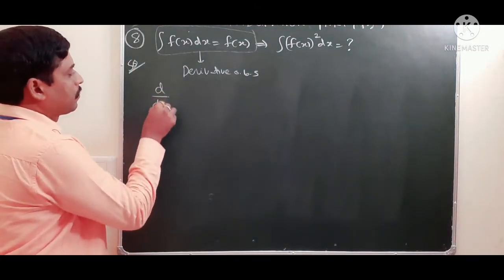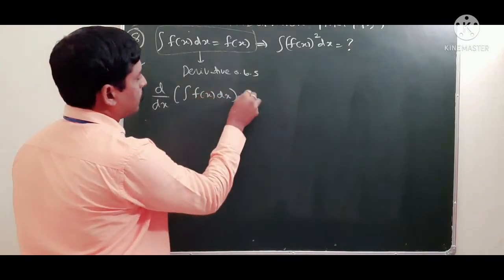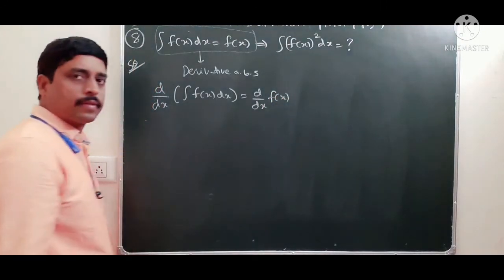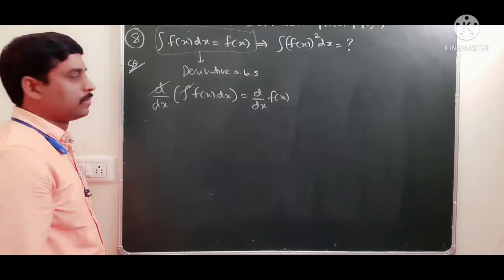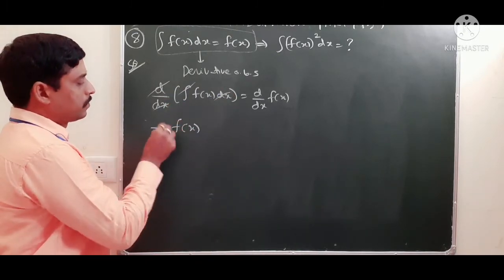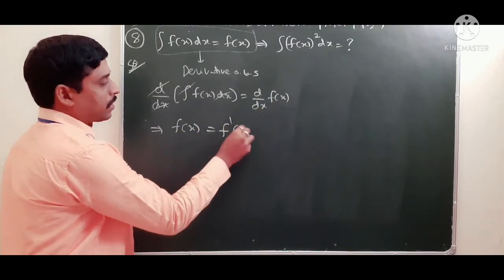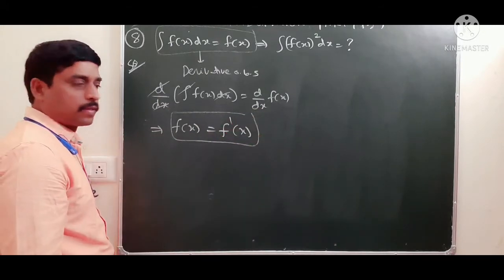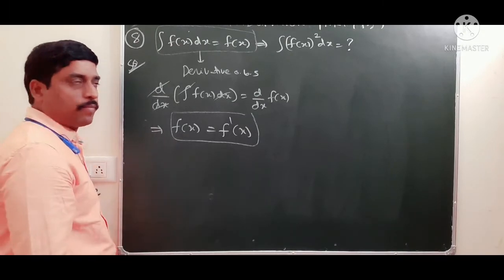D by dx of integral f of x dx will be the derivative of f of x. Is it clear? So derivative and integration get cancelled, dx and dx get cancelled. F of x is equal to the derivative of f of x. We have f dash x. So f dash x is equal to f of x. What condition did we get? F dash x is equal to f of x.